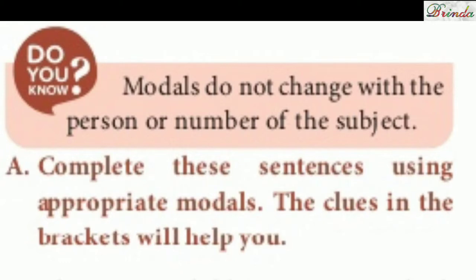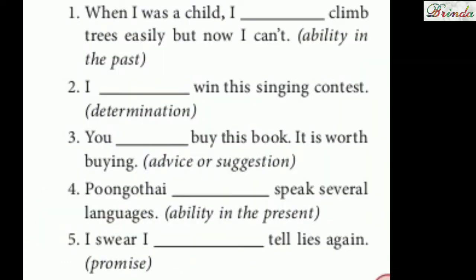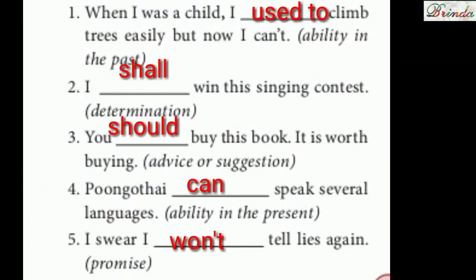A section will say, complete these sentences using appropriate modals. The clues in the brackets will help you. When I was a child, I dash climbed trees easily, but now I can't. This you have already studied, okay? So, ability in the past. When I was a child, I used to climb trees. I can't climb trees anymore. Next one. I dash win the singing contest. Here it is determination. So I shall win this singing contest.